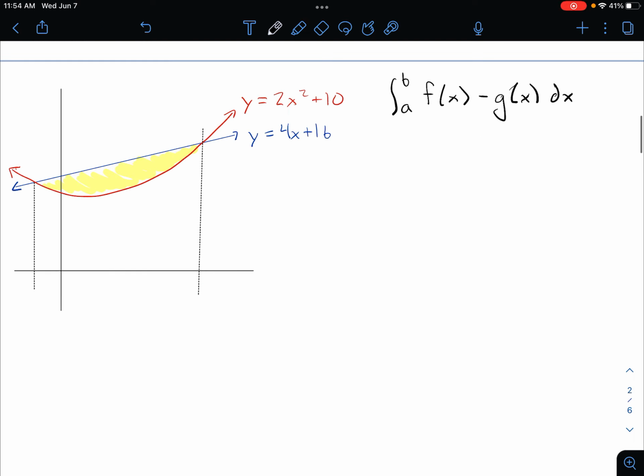In some cases, we'll have a curve. There's no readily available geometric equation to find the area of this shape, so instead we're going to use integrals. So let's take a look at our formula here.